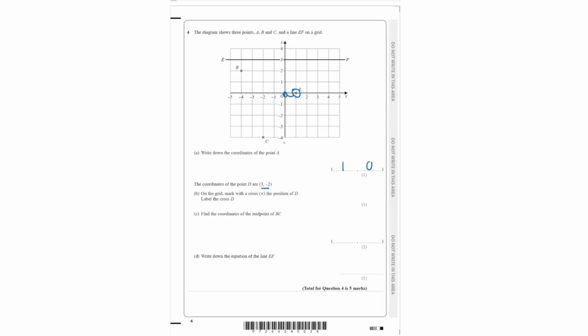The coordinates of point D are 3, negative 2. So we simply go on the x-axis, 1, 2, 3. And we go down to negative 2. Put a cross here and label it as D.